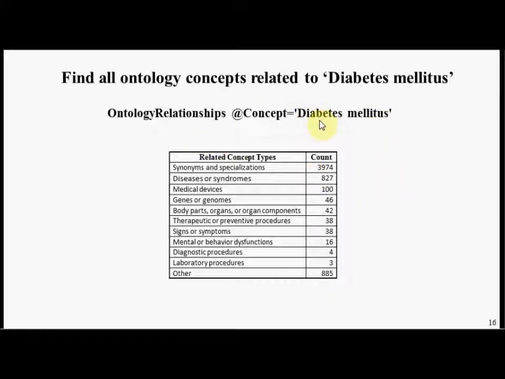You pass in diabetes, and what you get are all of the synonyms and specializations associated with diabetes, over 3,900 associated diseases or syndromes, medical devices, genes or genomes, body parts, and so on and so forth. So from a single classification, you're able to find a whole bunch of related classifications to diabetes. This kind of query I call a related ontology concepts query.